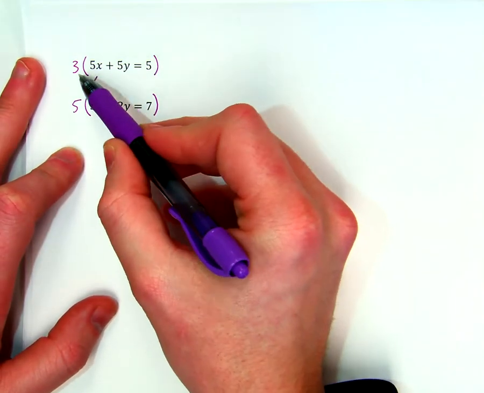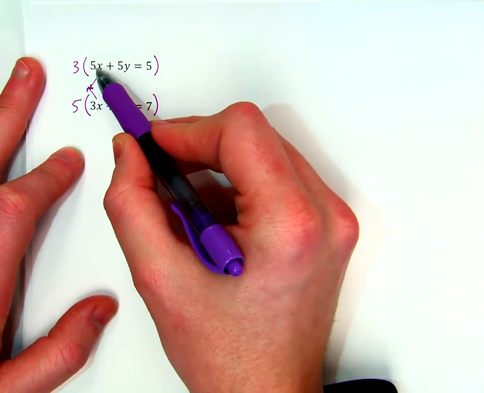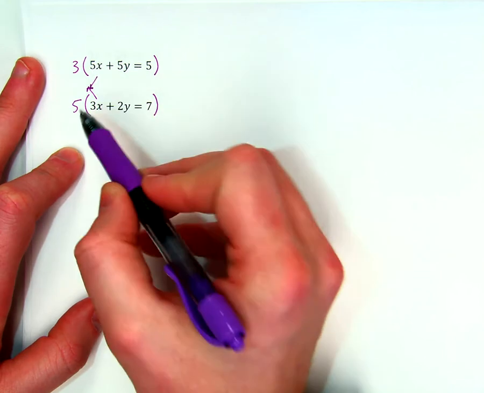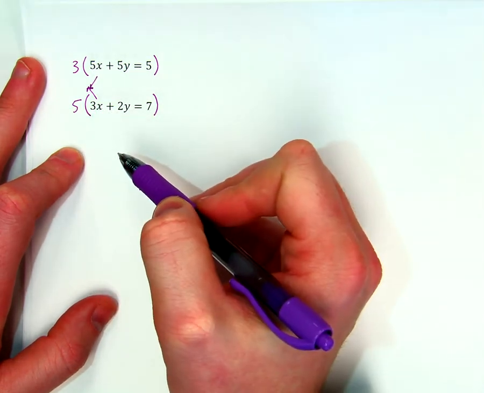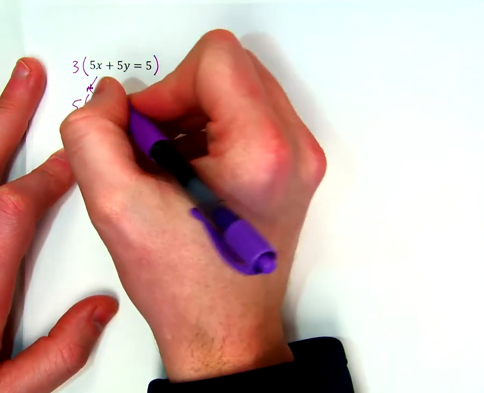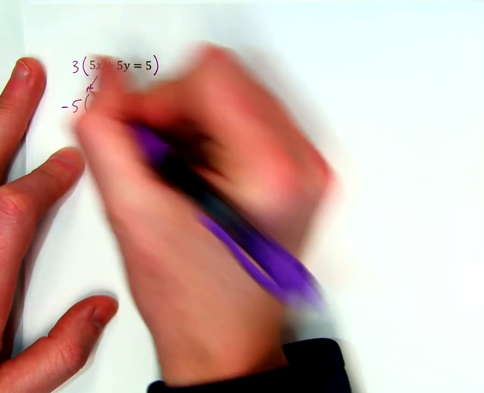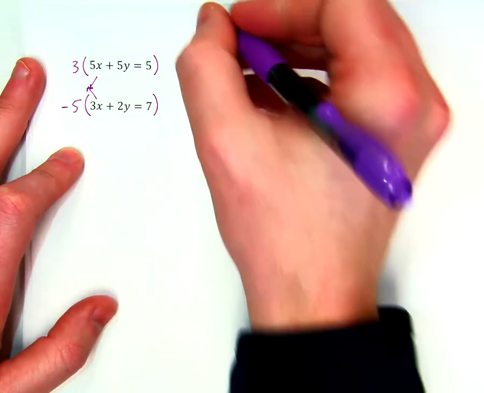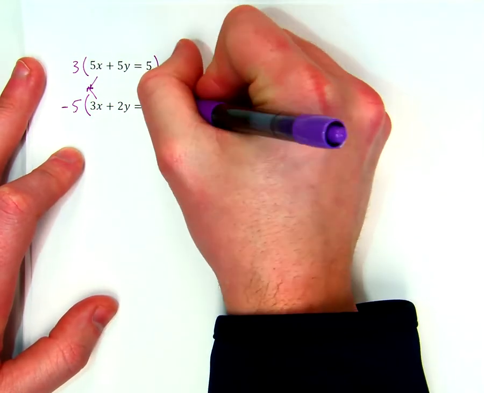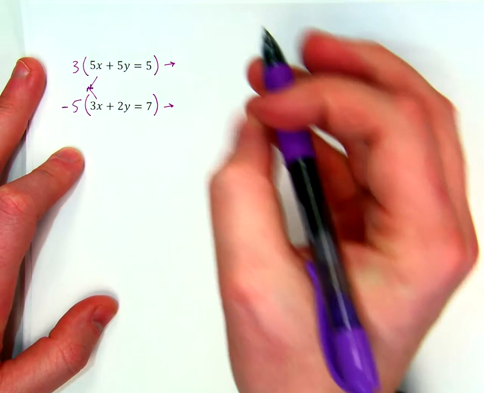Now, what I want to check before I start, 3 times 5 is 15x. 5 times 3 is also 15x. Remember that I want one of the x's to have a negative sign so that they cancel out. So what I'm going to do is add a negative in front of the 5, because I know that negative 5 times 3 is negative 15, and then my x's would cancel out.